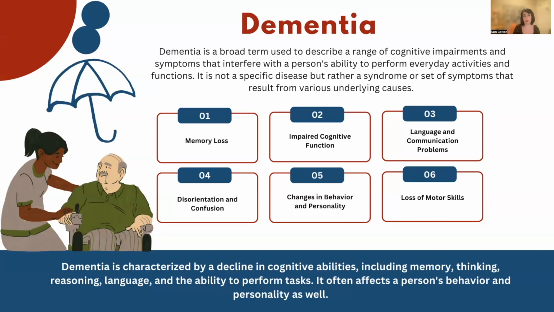And in general, I want you to understand that dementia is really characterized by this decline in cognitive abilities. So the memory piece is a huge part of it. When we're talking about dementia, we often focus in only on that memory loss piece because it's such a huge piece of the puzzle for most individuals and their caregivers. But in general, we often see impairments in terms of thinking, reasoning, that language piece, that communication piece, and the ability to perform day-to-day activities or tasks. And as a result of all of these things that are going on with the individual, we see that dementia often affects a person's behavior and personality as well.